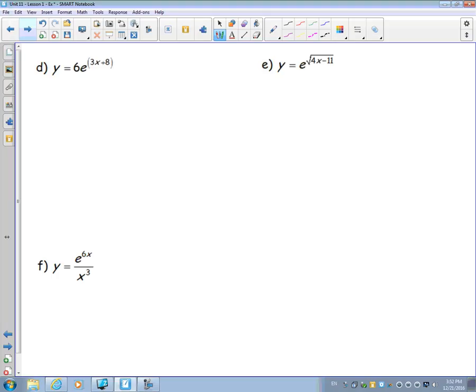Y equals. So we're going to do dy/dx. Okay, a constant in front, we know that doesn't do anything, it just multiplies in. Okay, so the derivative is itself times the derivative of the exponent. Or in other words, 18e^(3x+8).